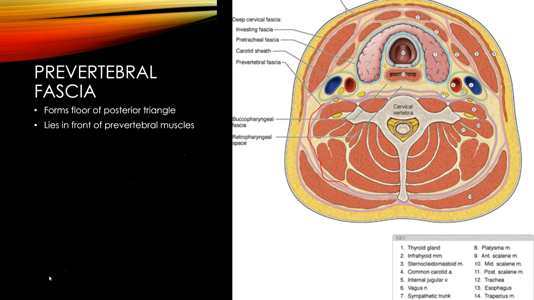Now some important features of this prevertebral fascia: the cervical and brachial plexus lie behind the prevertebral fascia. The fascia is pierced by the four cutaneous branches of the cervical plexus. And this fascia provides a fixed base for the movement of the pharynx, esophagus and the carotid sheath during movement of the neck and also during swallowing.